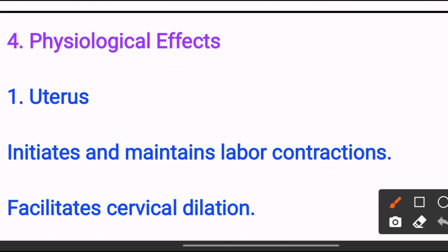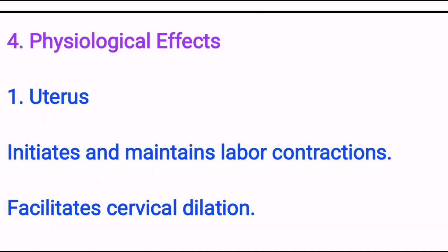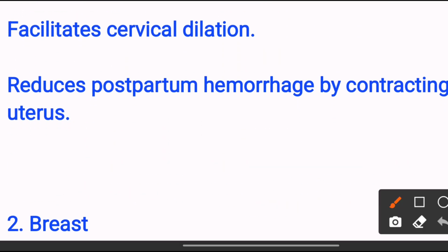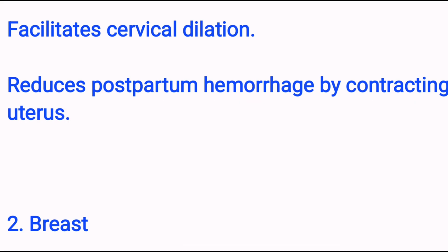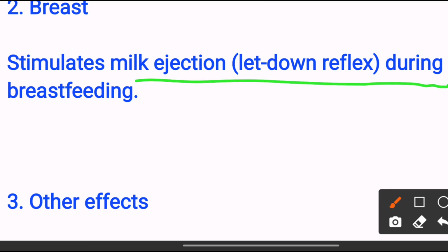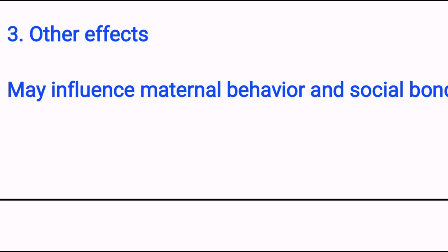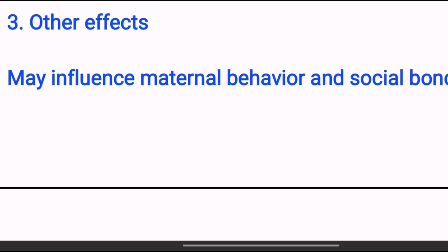Physiological effects in the uterus: it initiates and maintains labor contraction, facilitates cervical dilation, then reduces postpartum hemorrhage by contracting the uterus. In the breast, it stimulates milk ejection, the let down reflex during breastfeeding. Other effects may influence maternal behavior and social bonding.